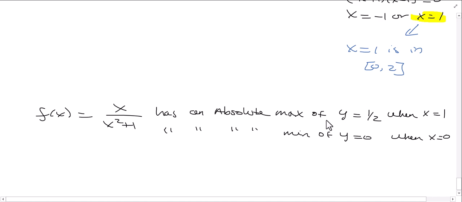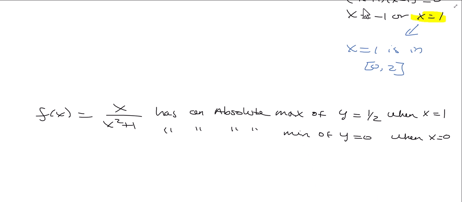Sometimes I get emails saying I got marked wrong, and it'll be because you might be saying it has an absolute max of x equals 1. It occurs at x equals 1, but actually the absolute maximum value is y equals 1/2. So be careful about what is being asked. Is it asking what is the absolute maximum, what is the absolute minimum, or where do they happen, at what x value? Just pay attention to the wording of what you're being asked to do.